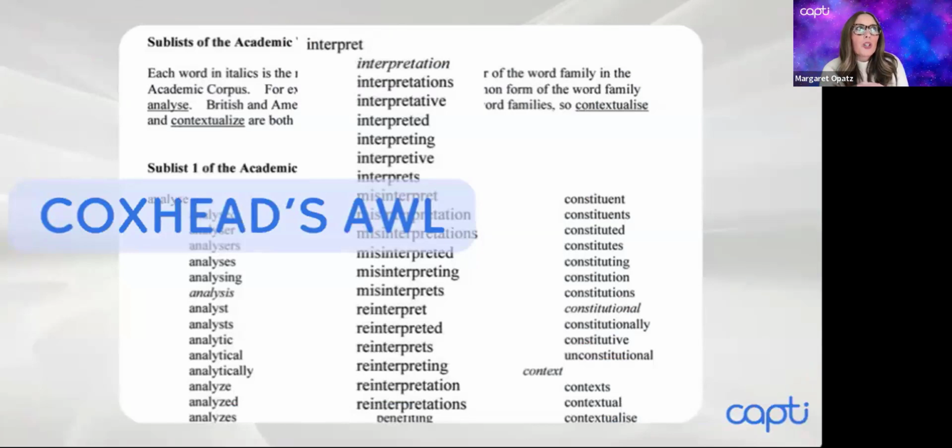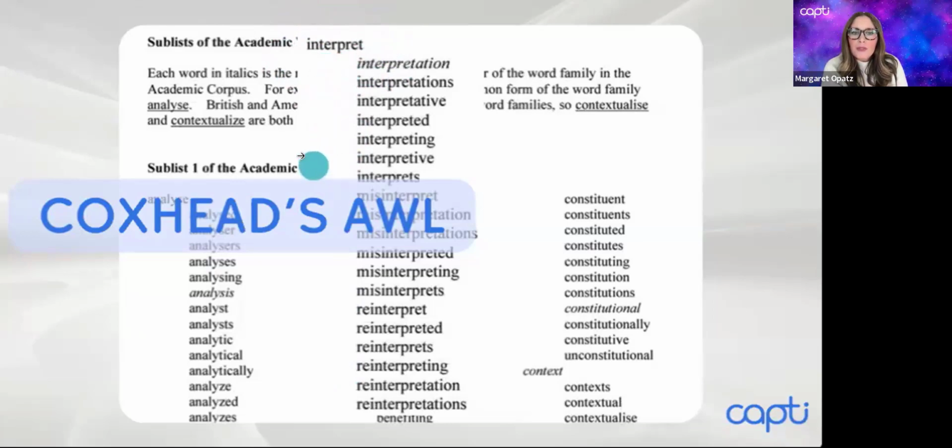commonly used words in that tier 2, Beck and McKeown's tier 2 vocabulary words that are really used in that academic setting. But something else that Coxhead has done that I really like is she has put together this list of words that will have the root word. So here's interpret, and then it lists all of the various forms of interpret. So how else might we see it?